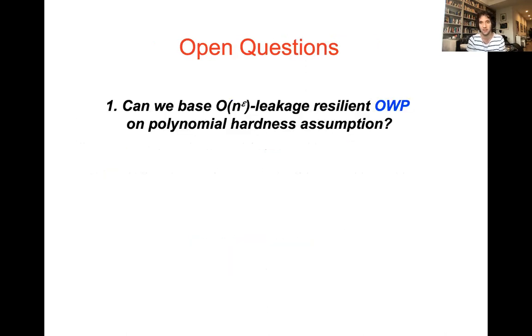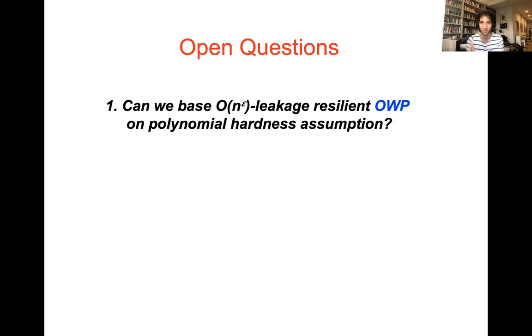In particular, what if we focus on one-way permutations? As I mentioned, any sub-exponential secure one-way permutation is leakage resilient. But what if I would like to base the existence of leakage resilient one-way permutation on a polynomial hardness assumption? Is that something we can do? Note that the output of a one-way permutation completely determines the secret x. There is no entropy left at all. So it really doesn't fall into the framework for which we know how to prove things.